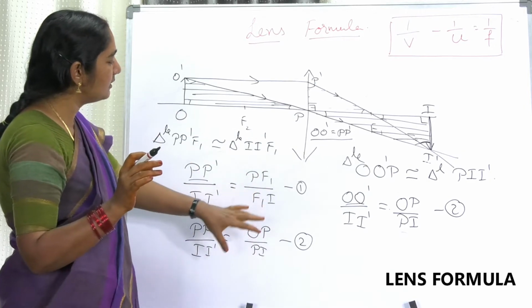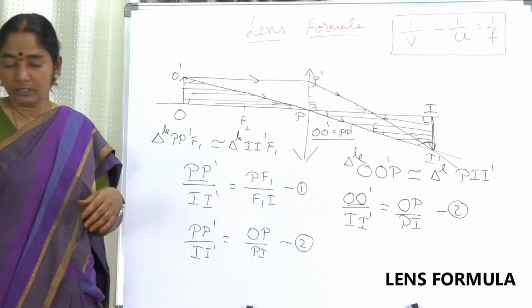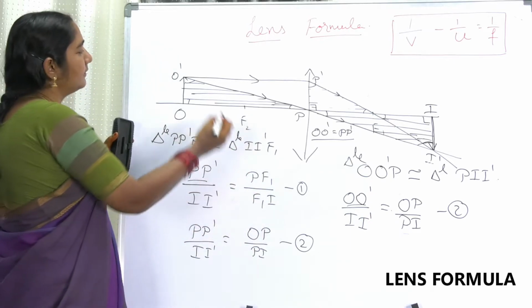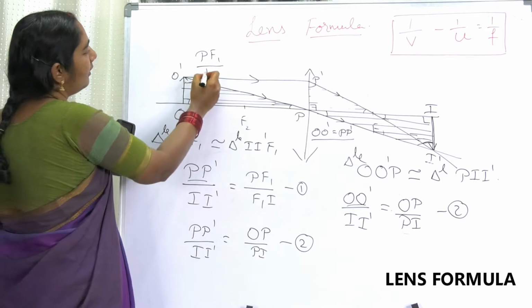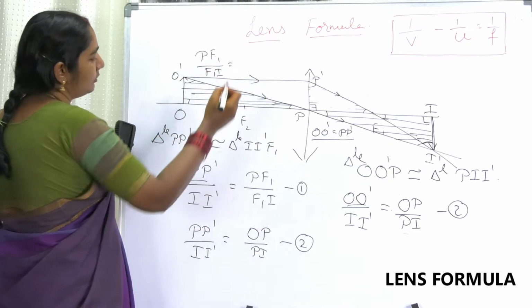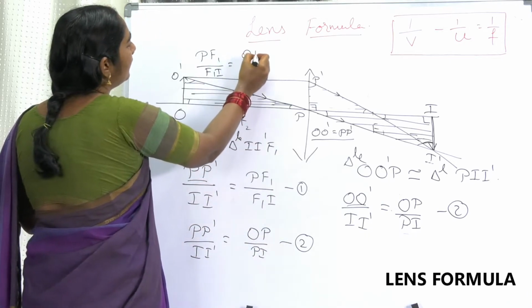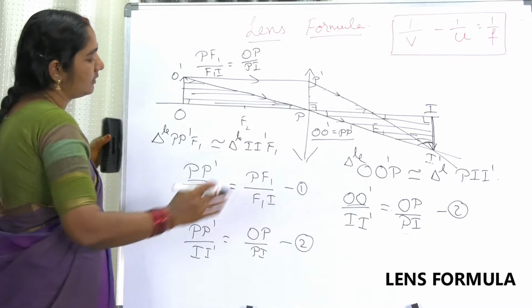Now, my dear friends, till here I think you might have understood. So now we are going to equate the right hand sides, that means PF1 by F1I is equal to OP by PI. So this is the thing what we have observed.